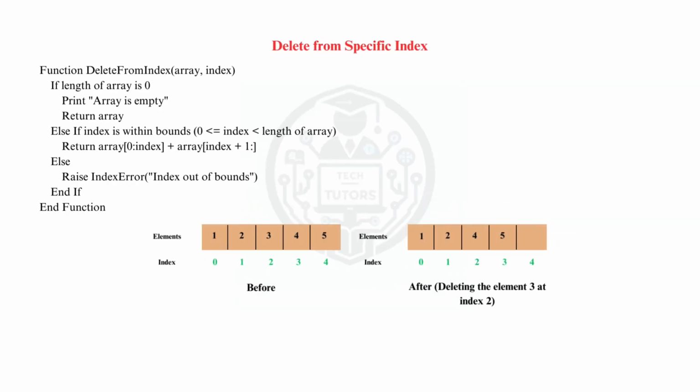The delete from index function removes an element at a specified index by shifting all elements after that index one position to the left. This eliminates the targeted element and fills the gap left by its removal. Like insertion at a specific index, this operation requires repositioning elements and can be time-consuming for large arrays.